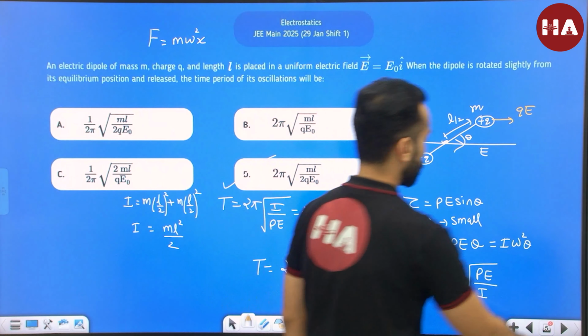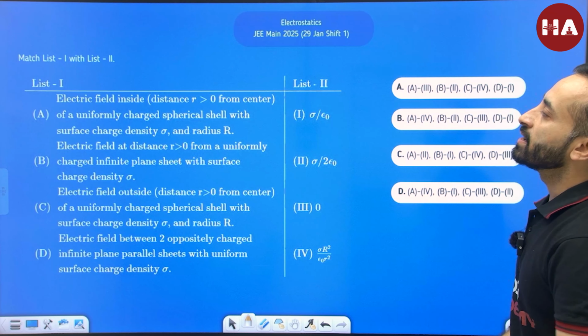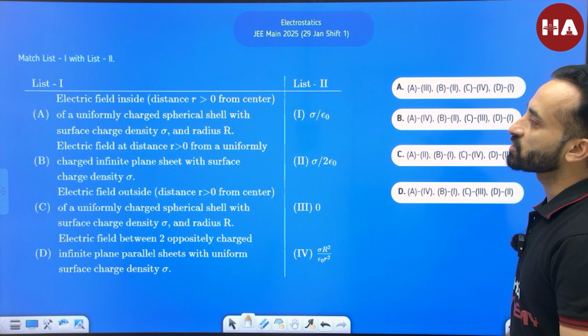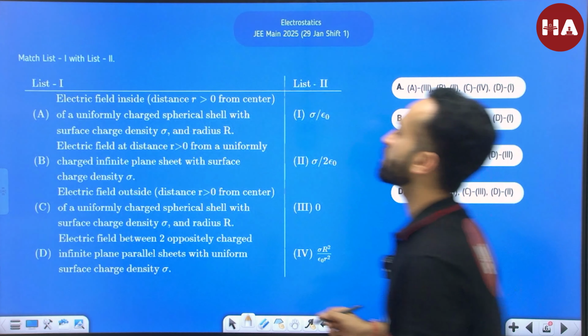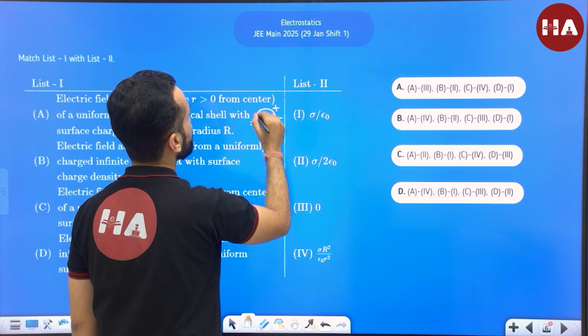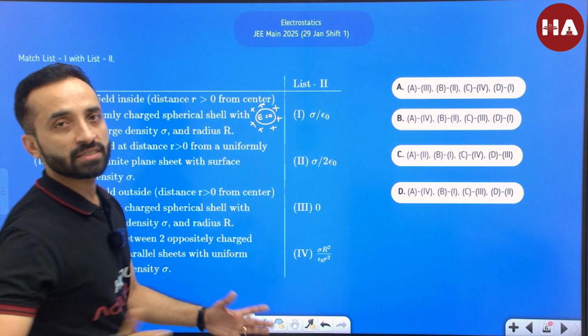Right students, so the next question is from 29 January shift 1, and we have various configurations here, and we have the electric field strengths here. Okay, so electric field inside of a uniformly charged spherical shell. So it's a uniformly charged spherical shell, then we do understand that electric field at inside point is going to be 0, of course, right?